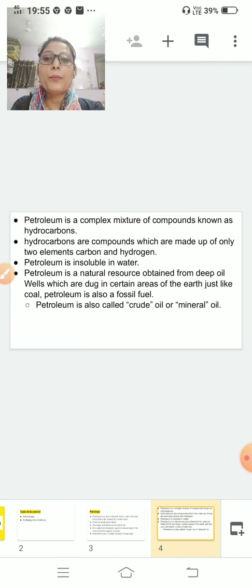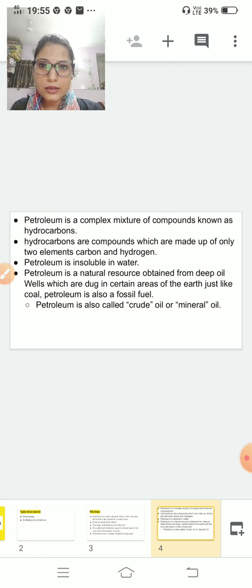Clear? Now, petroleum is insoluble in water. That means if you mix water and petrol, it will not mix. Insoluble means it will not mix with the water. Now, petroleum is a natural resource obtained from deep oil wells which are dug in certain areas of the earth. Just like coal, petroleum is also a fossil fuel. Petroleum is also called crude oil or mineral oil.